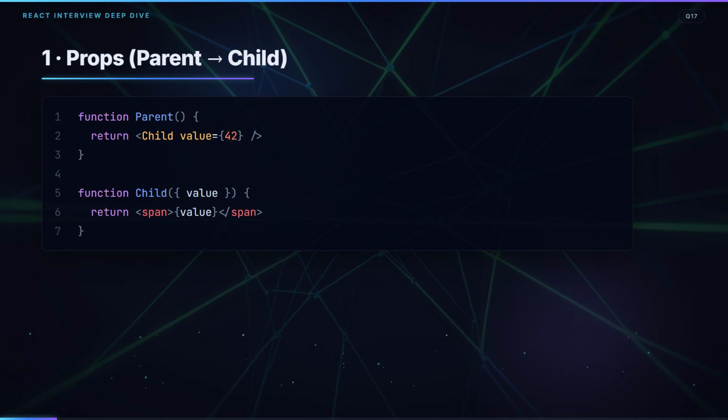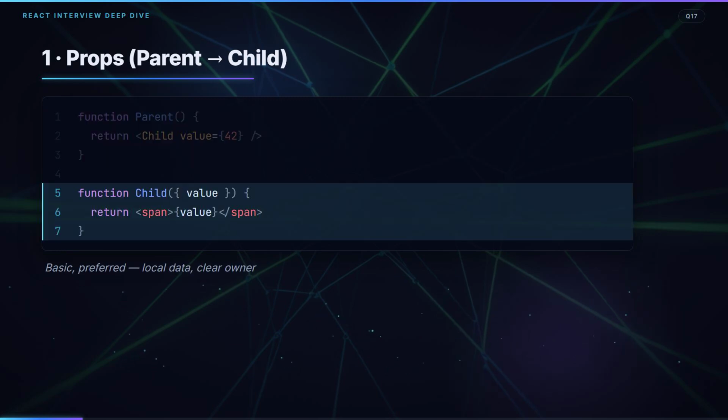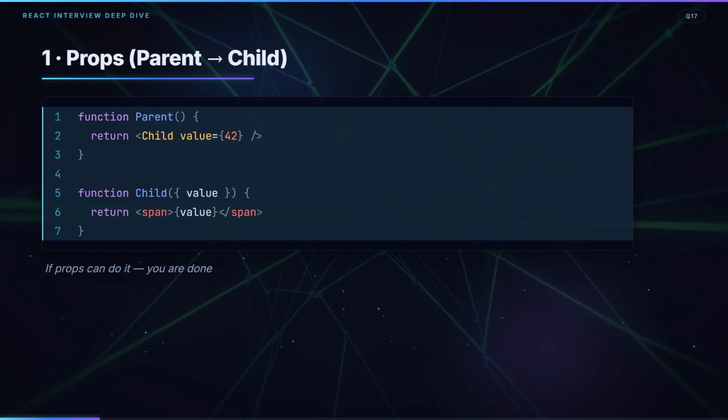Start at the bottom, and always start here. Props pass data from a parent down to a child. It is the basic, preferred way: local data, a clear owner, a simple hierarchy. If props can do the job, you are done. Do not climb higher than you need to.